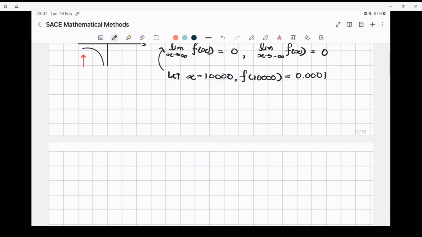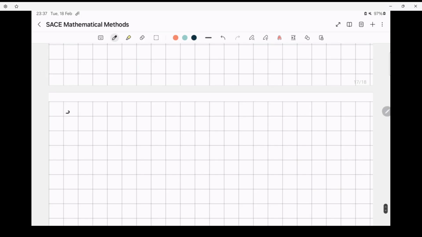So another example would be, let's say you have a slightly more complicated example.